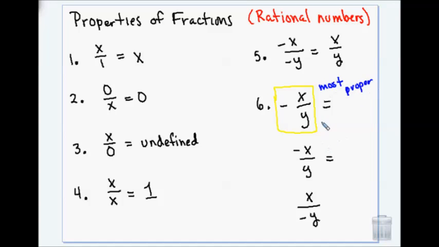Okay, and here's the difference. See this? This is 2 negatives. 2 negatives make a positive. Each of these only has 1 negative. 1 negative is negative.